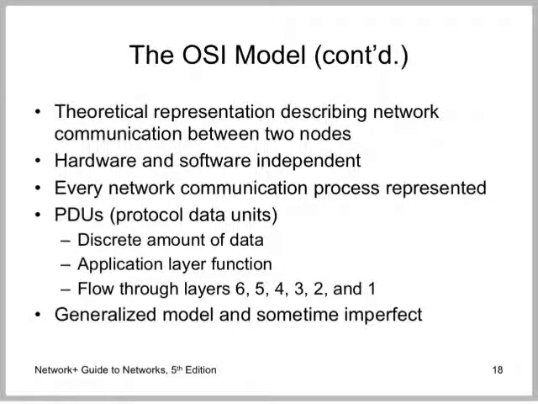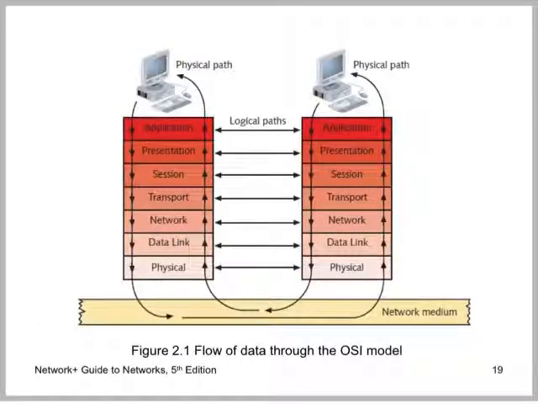The OSI model is a theoretical representation describing network communication between 2 nodes. We'll look at some nodes here in a second. It's hardware and software independent. Every network communication process is representative. It has what are called PDUs, protocol data units, which is the term in the OSI model. It's a discrete amount of data, an application layer function. It flows through layers 6, 5, 4, 3, 2, and 1. It's a generalized model and sometimes imperfect. It's just a model.